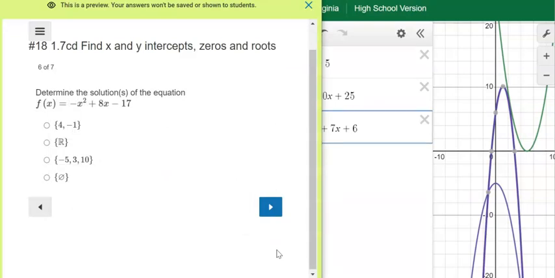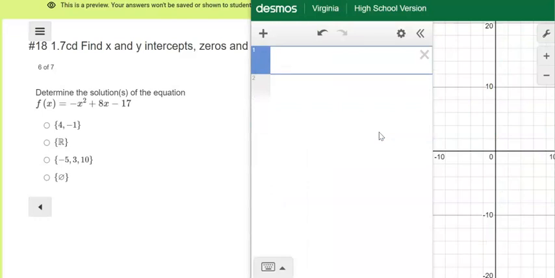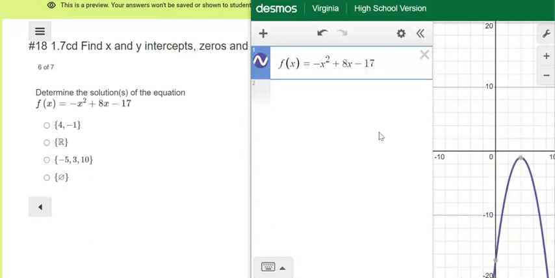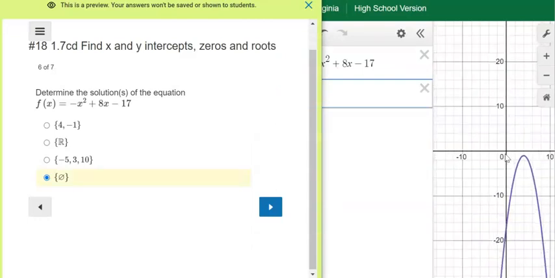Determine the solutions of the equation. So solutions also means x-intercept. So I'm just going to plug it in. And it is a no solution because it's not touching the x-axis. That's that.